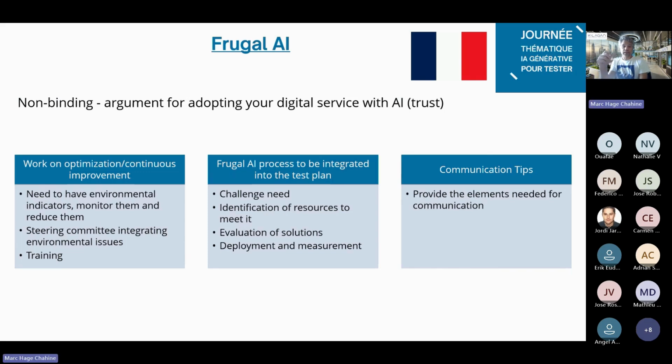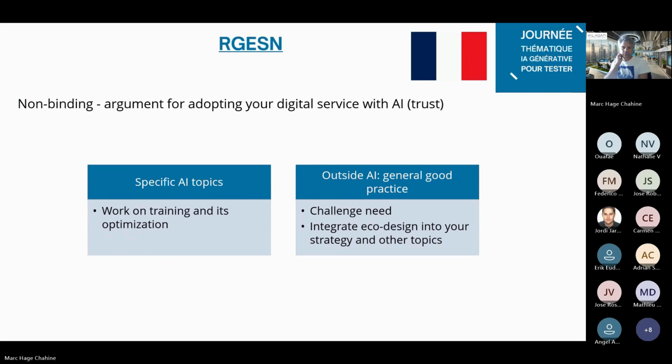You should add things into your test plan. And what is important is also communication tips. How can you communicate on your AI and on the fact that you are developing a trustful AI? For RGESN, it's eco design, best practices for eco design, and for AI in particular, try to be as efficient as possible with your AI training.